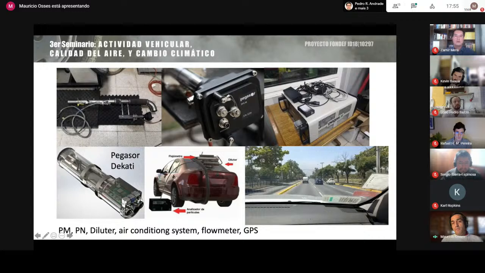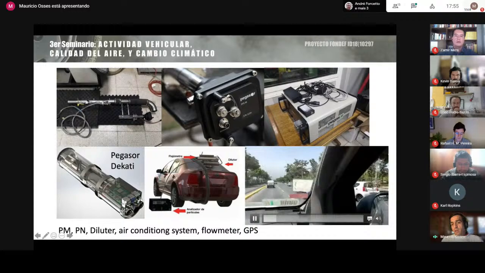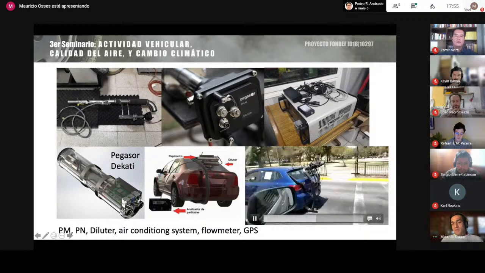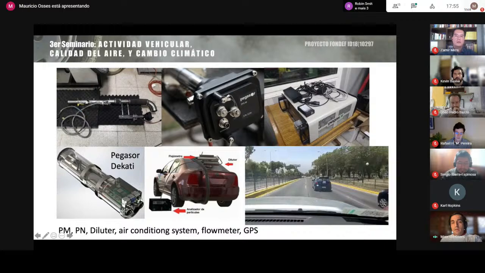Another problem we are having is the dilution, and also the diluters. Some equipment comes with its own diluting system, but we designed and constructed our own, which you can see here in the picture. And using this diluter, we were able to measure with the Pegasor and also with two other different pieces of equipment, testing this on the road. As you can see here, we were testing maybe 3 or 4 months ago when the sanitary conditions were less complicated than today. Today we cannot do this. So that's for the particle matter.